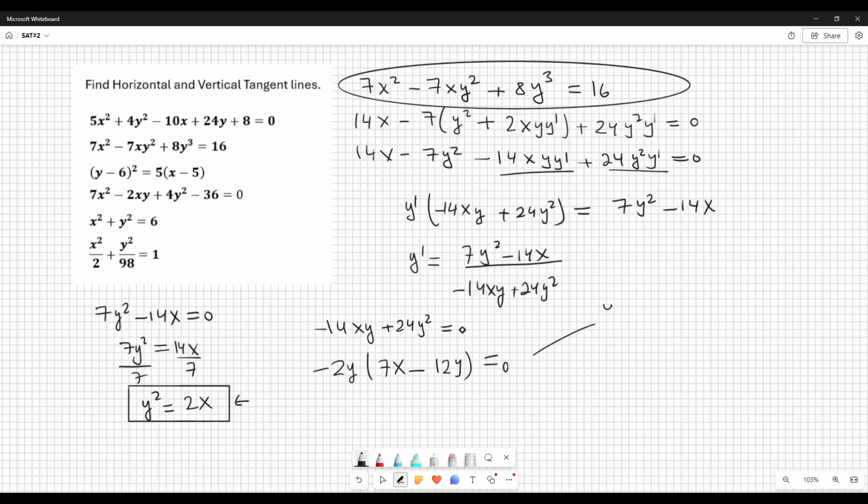One solution is y equals 0, another solution is 7x minus 12 y equals 0, which is basically, so you isolate y equals 7x over 12. It's a line. The horizontal line y equals 0 is the x axis.